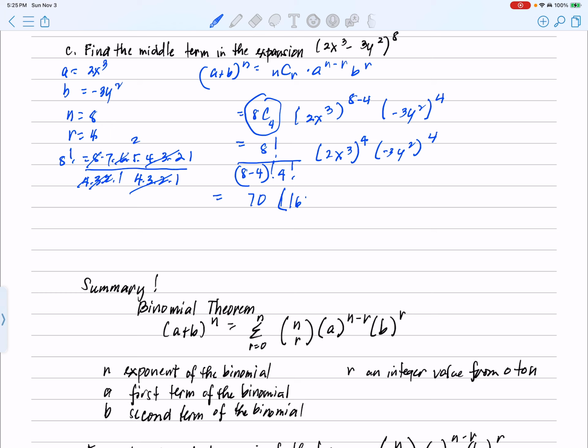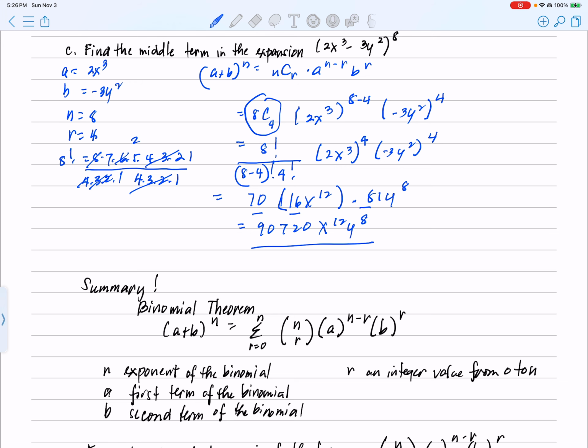X to the power of 12. Negative 3 to the fourth is 3 times 3 times 3 times 3, 81. Y to the power of 8. So we have 70 times 16 times 81. Let me get my calculator here. 70 times 16 times 81. 90720 x to the power of 12, y to the power of 8. I have it here.